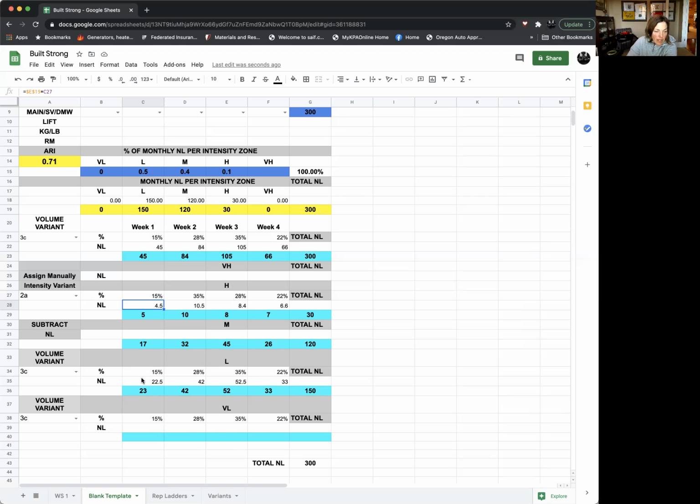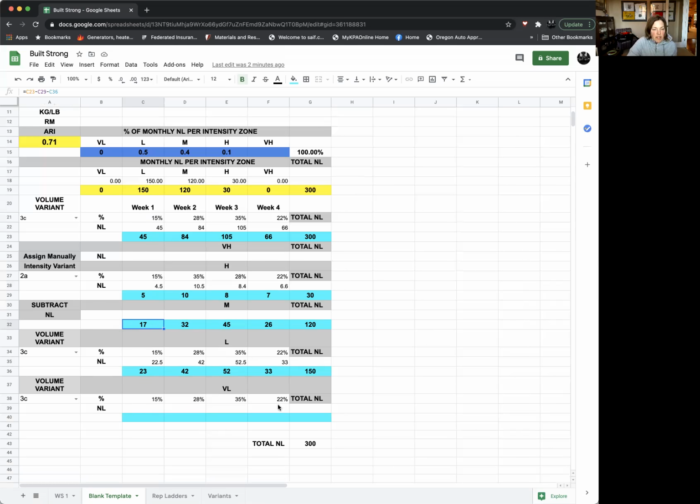Do the same thing for light and very light. For light, I have a total number of 150. This is C19. And if you look in the formula here, we have C19 times C34, which is 15% this week, 28% this week. So you just have to be really careful and make sure you select the right number per intensity. You'll do that for both light and very light. And then for medium, you just subtract. So you'll have 45 total lifts in this week. You're going to subtract the heavy, the light, and the very light, and that's just going to give you the numbers.